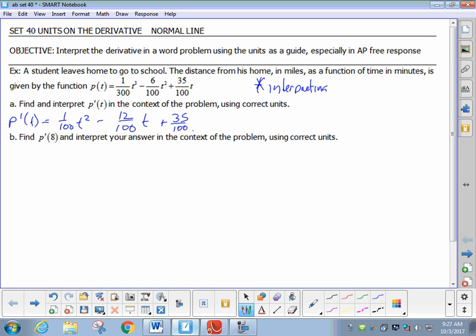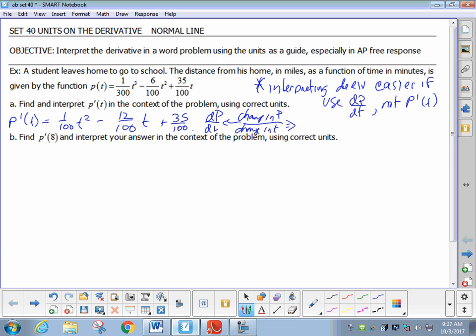Interpreting a derivative is easier if you use dp dt, not p prime of t. Because dp dt reminds you it's a rate of change, a ratio of change. So in this case, this is change in his distance in school with respect to change in time, dp dt. Change in p, change in time.